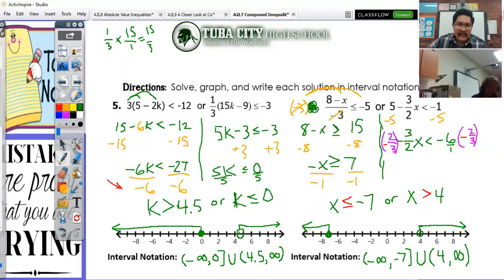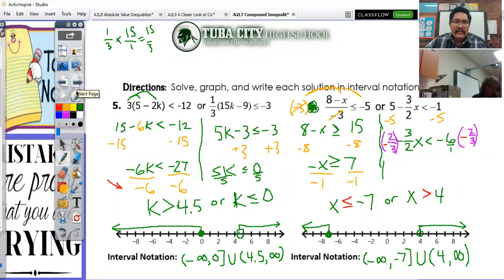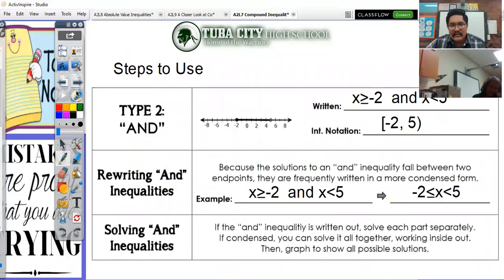Okay, and that's it for the OR statements. Remember, I told you there are 2 cases. So we're going to start with the AND statements. So this is just the exact same page, but the backside. So AND statements look like this.